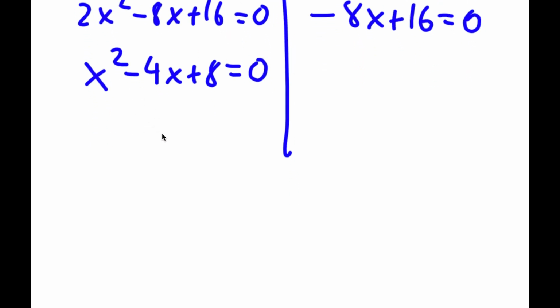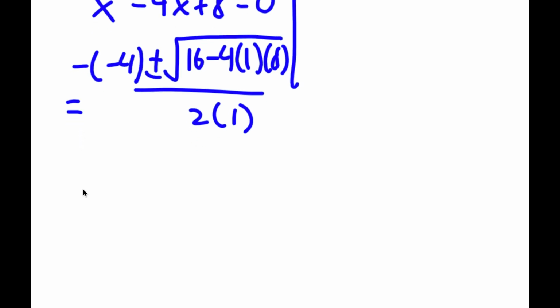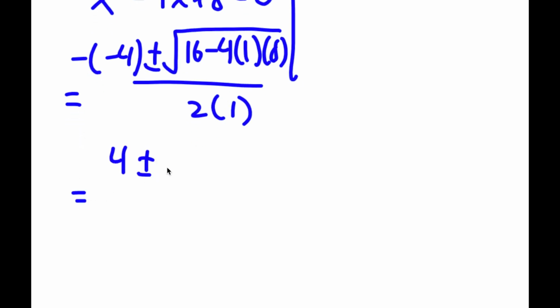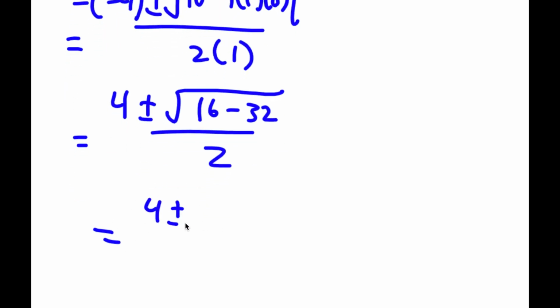And now to solve this, I'm going to plug this in the quadratic formula, negative b, so negative of negative 4 plus or minus the square root of b squared, negative 4 squared, which is 16, minus 4 times a, which is 1, times c, which is 8, all over 2a. And this is equal to positive 4 plus or minus the square root of 16 minus 32 all over 2, which is equal to 4 plus or minus the square root of negative 16 over 2.